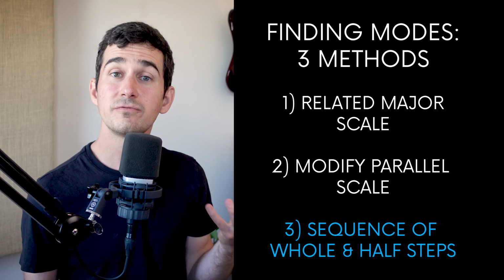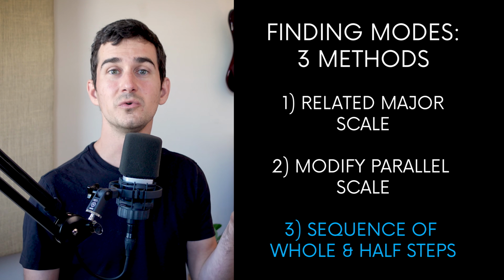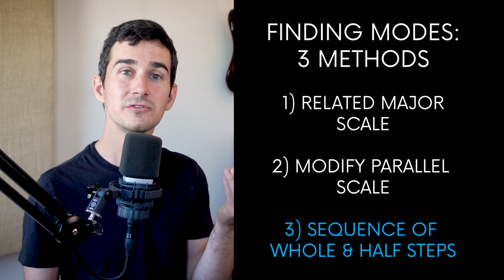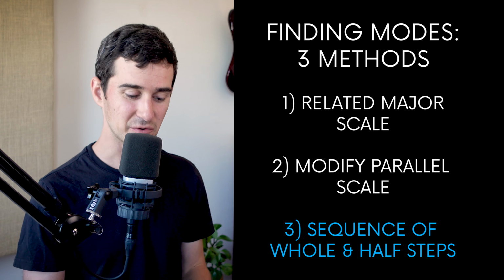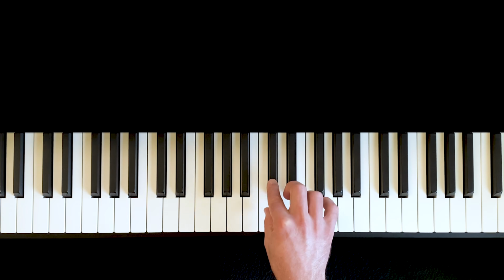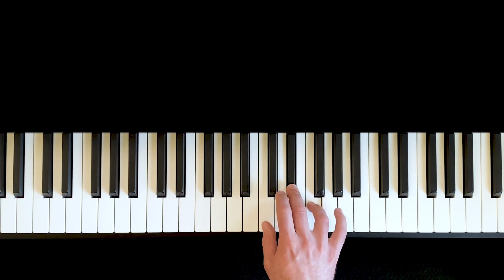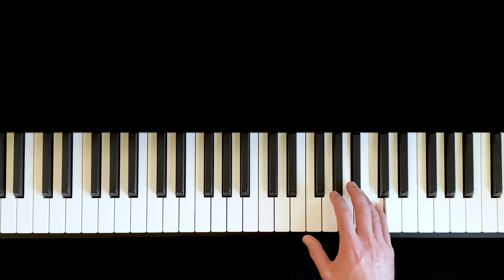And because those three get used the most, I think with those, it's good to just have this little reference. How can you quickly modify a parallel major or minor scale to find each of those modes? And then the last way that you could find a given mode would be to use just a pure sequence of whole and half steps. So for C Phrygian, for example, half, whole, whole, whole, half, whole, whole.